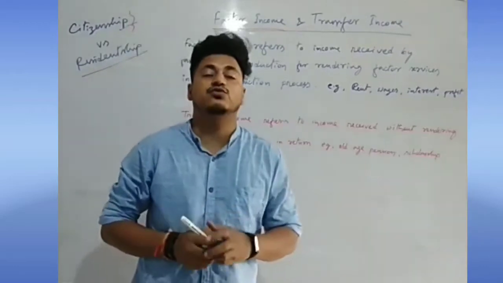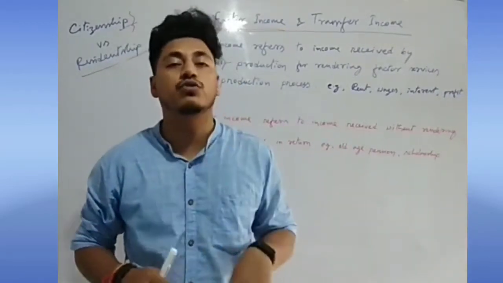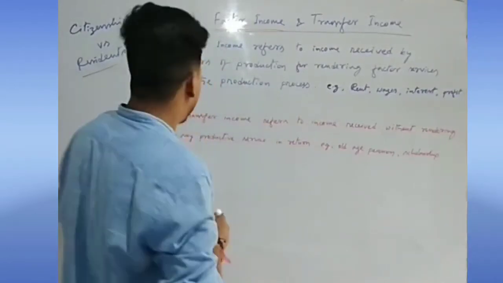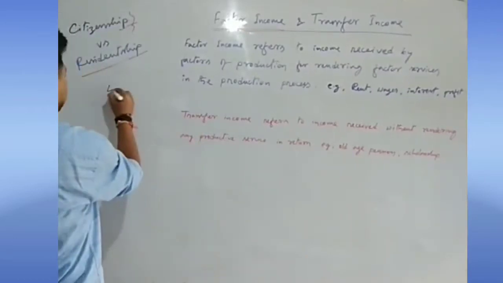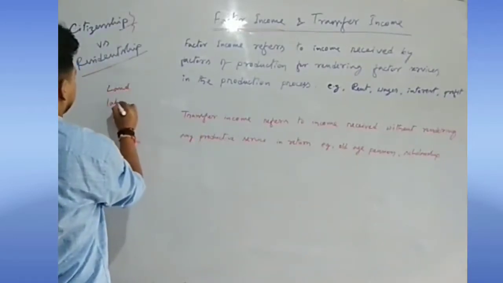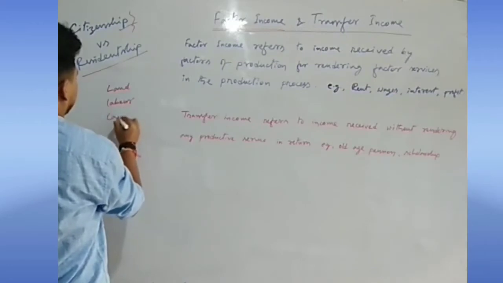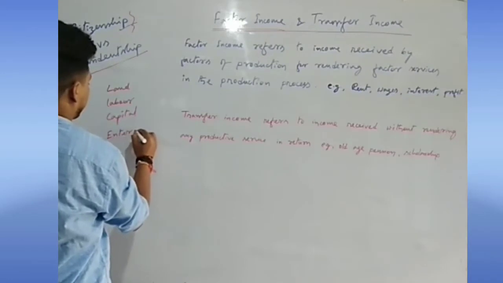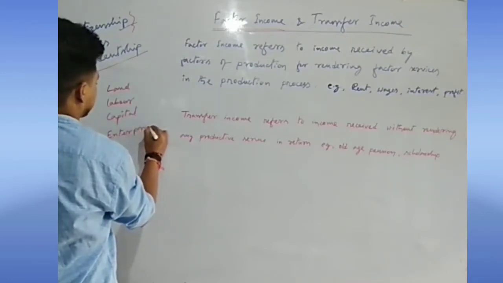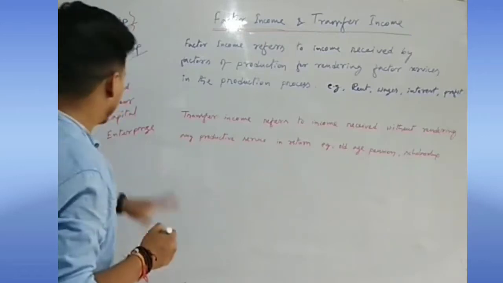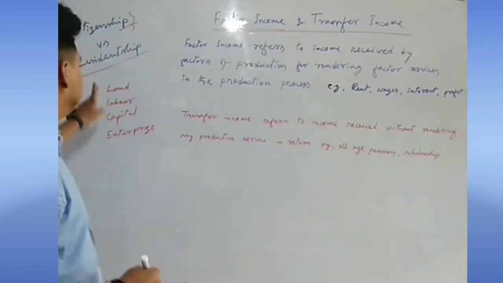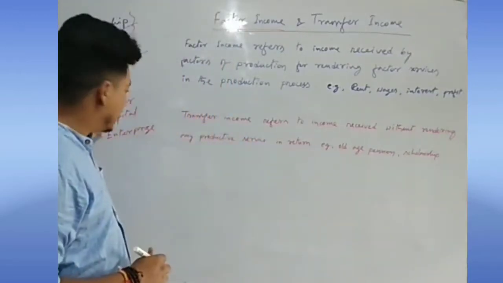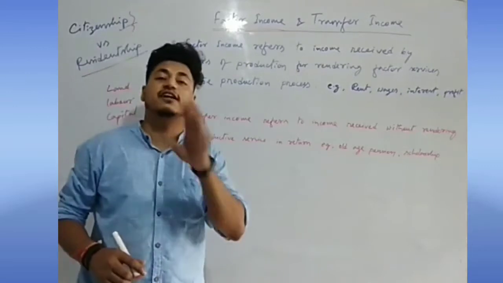In the production process, there are 4 factors without which we could not produce anything. These factors of production are land, labor, capital, and enterprise or entrepreneur, also known as organizer. So these 4 are the factors of production, and the income earned by these factors of production is known as factor income.